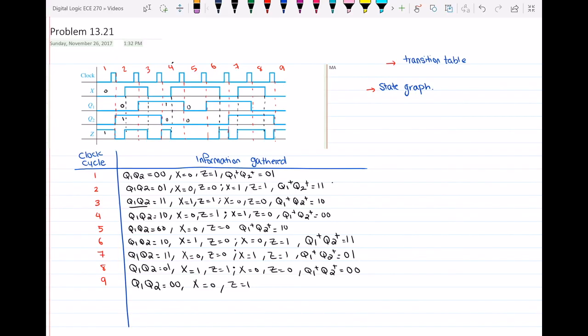So I will stop this video here, and then I will continue in the next video and transfer this table information gathered to a transition table, and also we will draw the state graph. All right, see you in the next video.